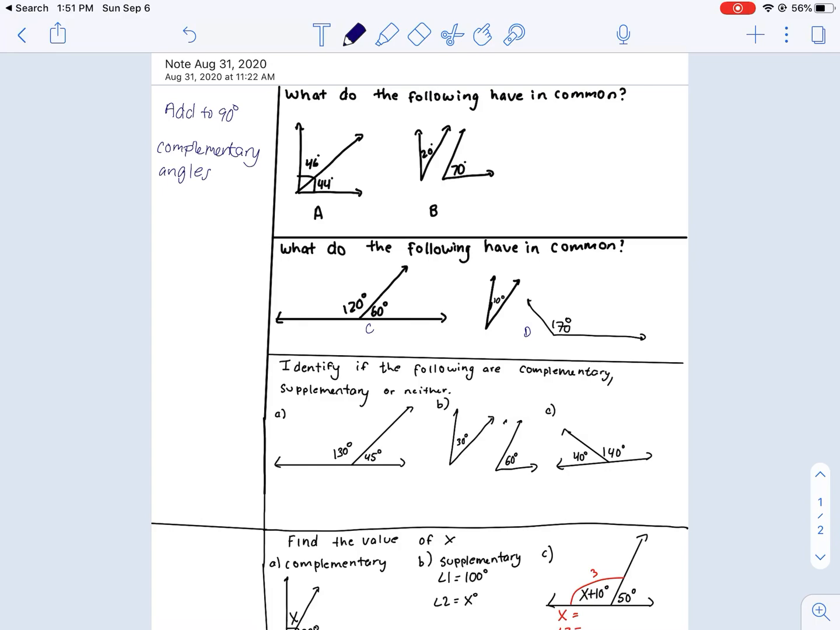Okay, look at C and D. Look at their sums. What do you notice? They are two angles that add to 180 degrees. We call that supplementary.